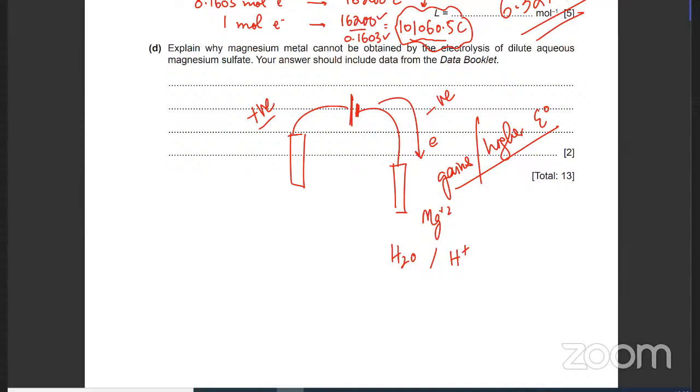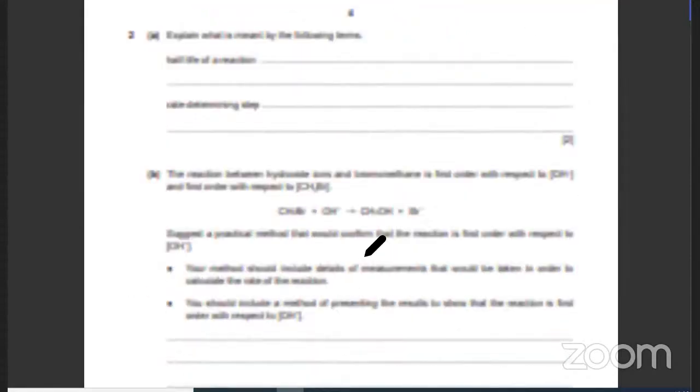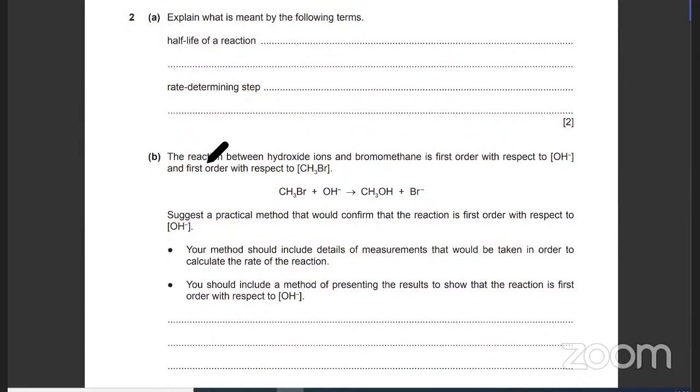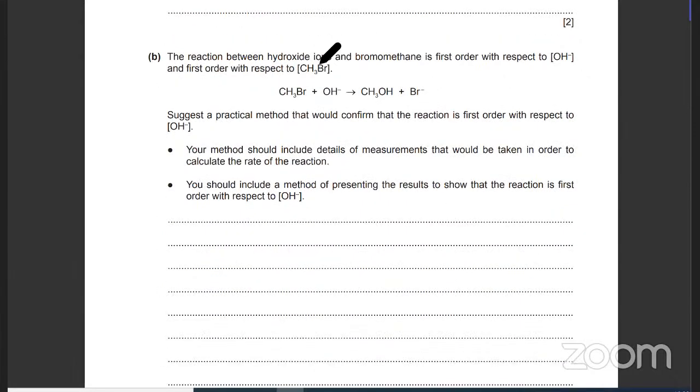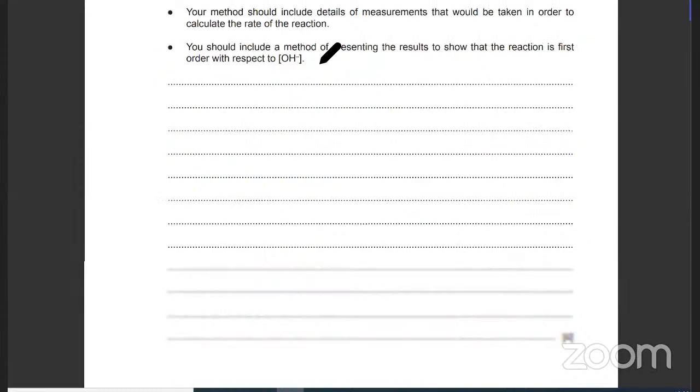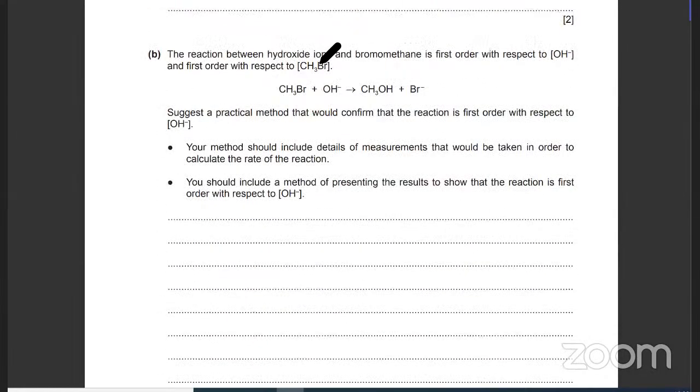Yes, sir. Question number 2 part B. That's the reaction between hydroxide, and this suggests a practical method that would confirm. I'll explain a detailed method. It's a 4-mark question. So suggest a practical method that would confirm that the reaction is first order with respect to OH ions.